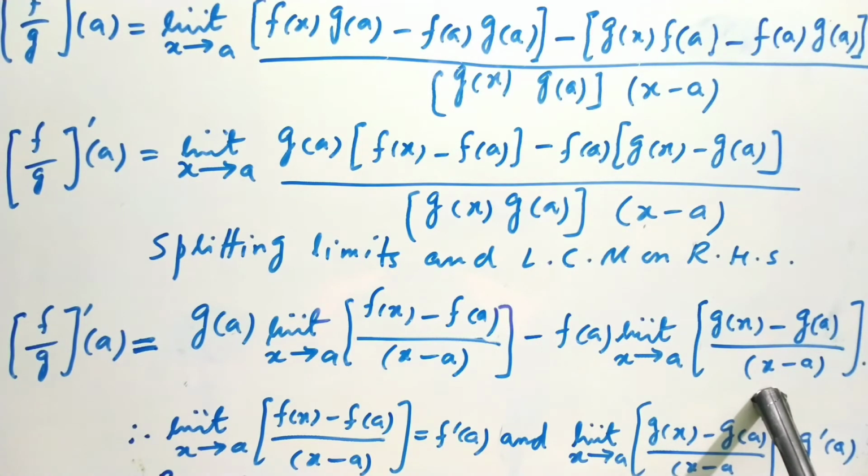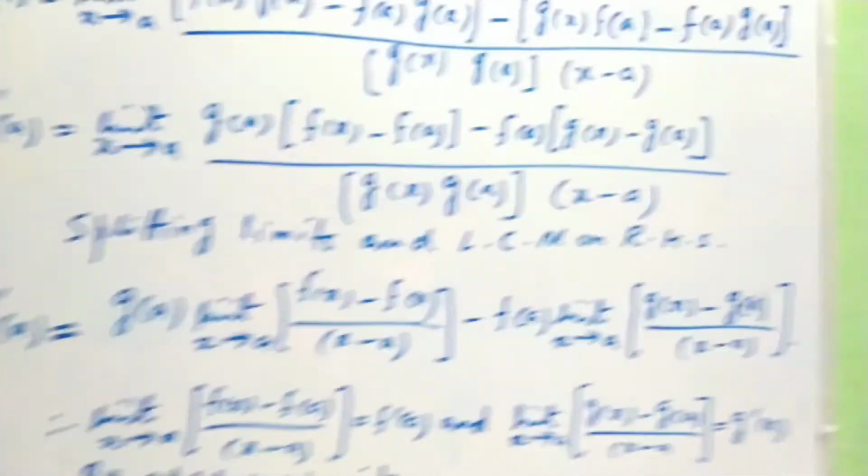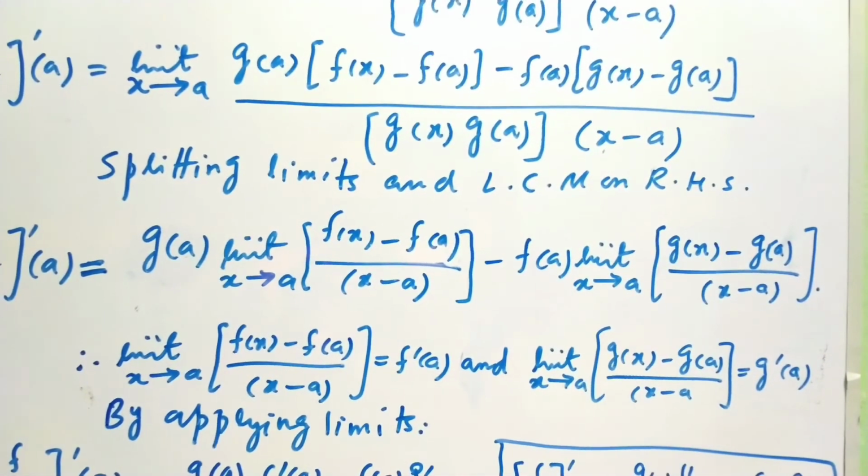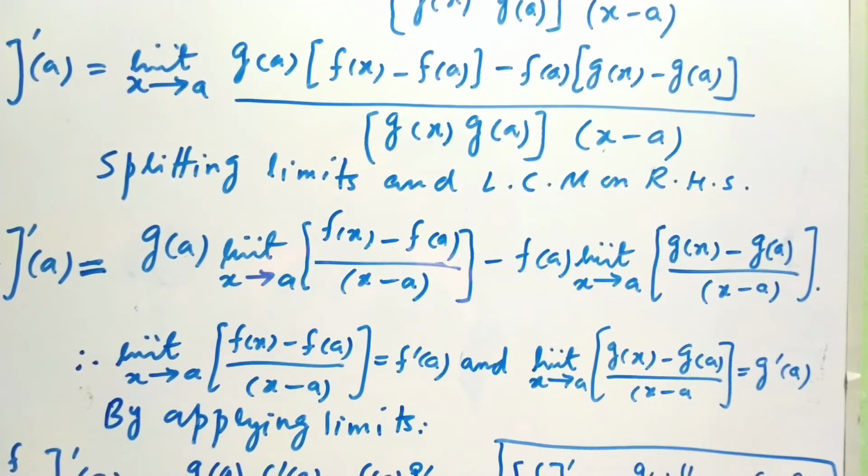So this reminds you of a formula again, the first principle formula of f of x, f of a and g of x, g of a, f dash of a and g dash of a over here. So again, limit x approaches to a, this f of x minus f of a divided by x minus a is f dash of a, and limit x approaches to a, g of x minus g of a divided by x minus a is g dash of a. Just replacing these values in the above equation, instead of this we are putting f dash of a, and instead of this we are putting g dash of a.